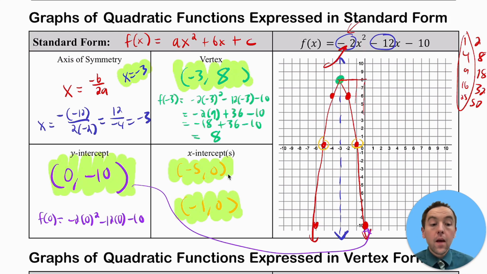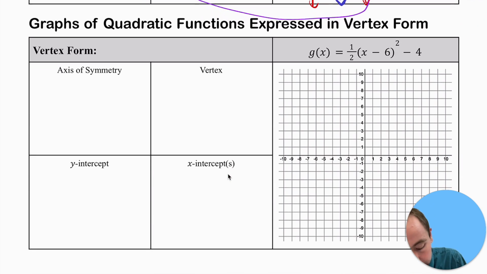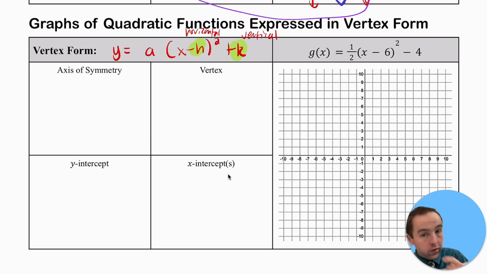graph of that. All right, and then just some reminders of graphing quadratics that are in vertex form. So this right here is in vertex form. Recall that vertex form is always a times x minus h squared plus k. The h and the k are really important because the h will tell you the horizontal shift of the graph, and the k will tell you the vertical shift of the graph, the vertical translations, and then that a just stretches or compresses the graph overall.